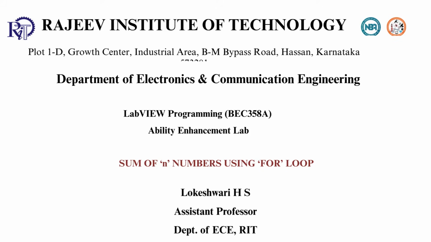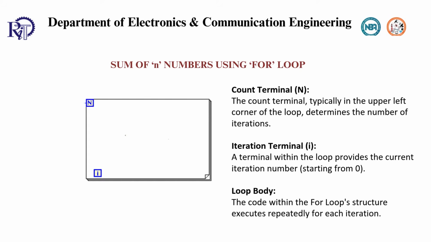In this video, we are going to write a VI program to find the sum of n numbers using a for loop. In LabVIEW, a for loop structure is used to execute a block of code a specific number of times, which is determined by a count terminal. The count terminal is represented by n. This numeric input determines the number of iterations the loop is going to execute.